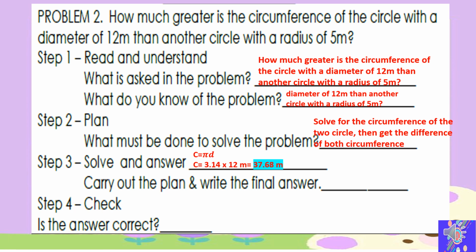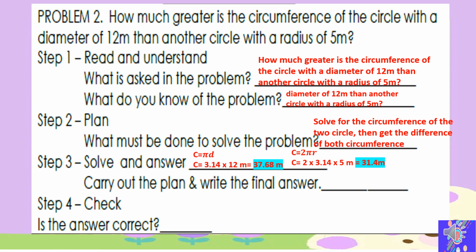And then next, we have to get the circumference of a circle with a radius of 5 meters. So the formula is circumference is equal to 2 pi r. Okay, so that is equal to 2 times 3.14 times 5 meters. So the answer is 31.4.